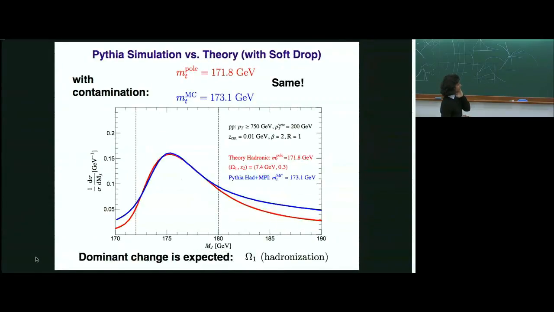What this plot is showing is that if I turn on MPI, I only need to tune my model function, and I can keep the input theory mass the same. And you will expect a change, but the hope is that we will be able to do the study at different energy scales and do a calibration of Monte Carlo for PP.